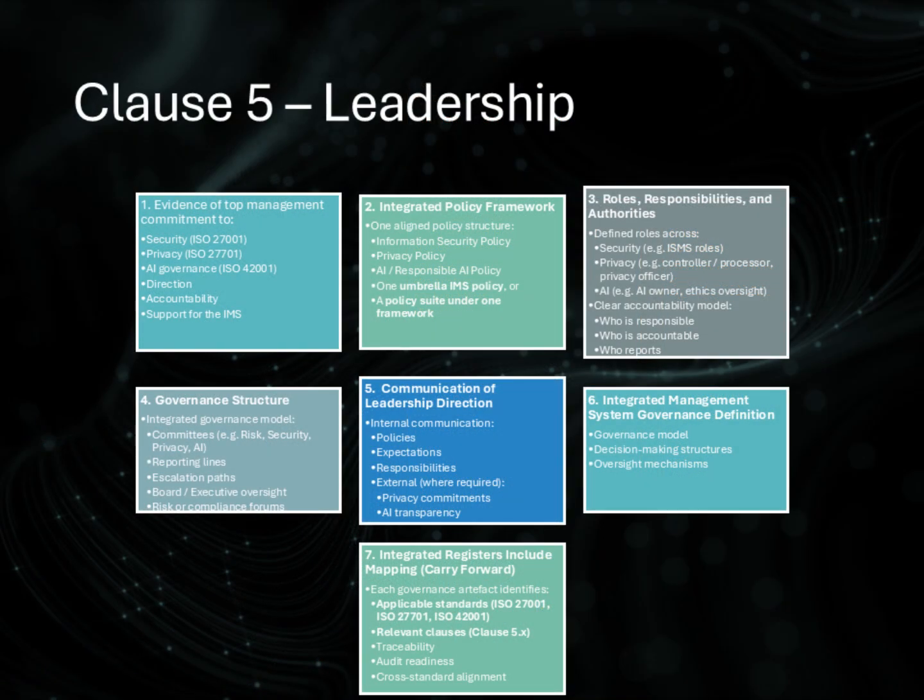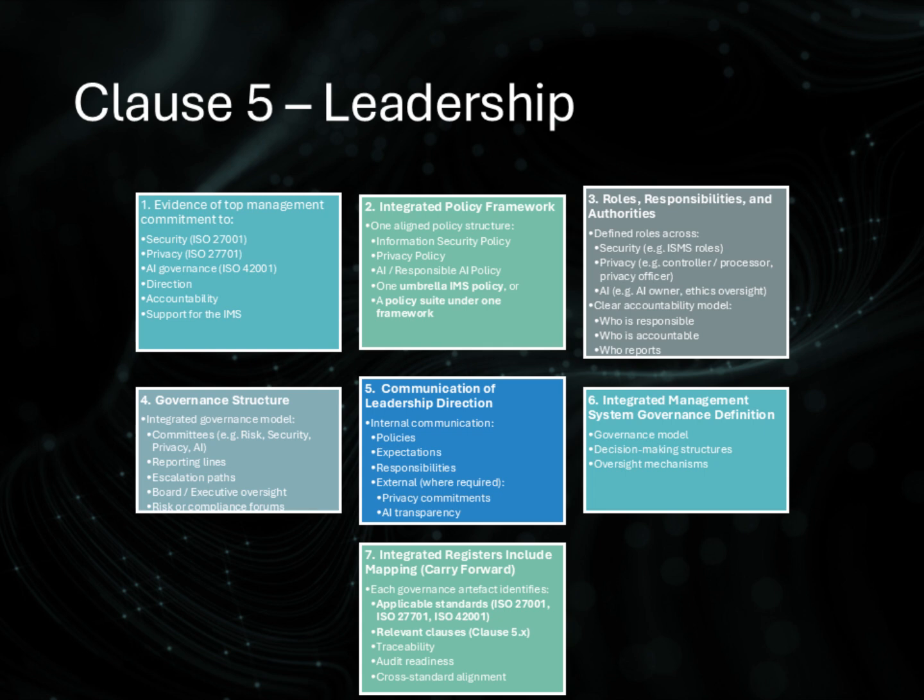Let's now look at Clause 5, Leadership, in an integrated management system. This is where governance is defined and driven from the top of the organization. We start with integrated leadership commitment, where top management provides direction and accountability across security, privacy, and AI governance. Next is the policy framework. Instead of separate policies, organizations can establish an aligned policy structure, either as a single umbrella policy or a suite of policies under one integrated framework.